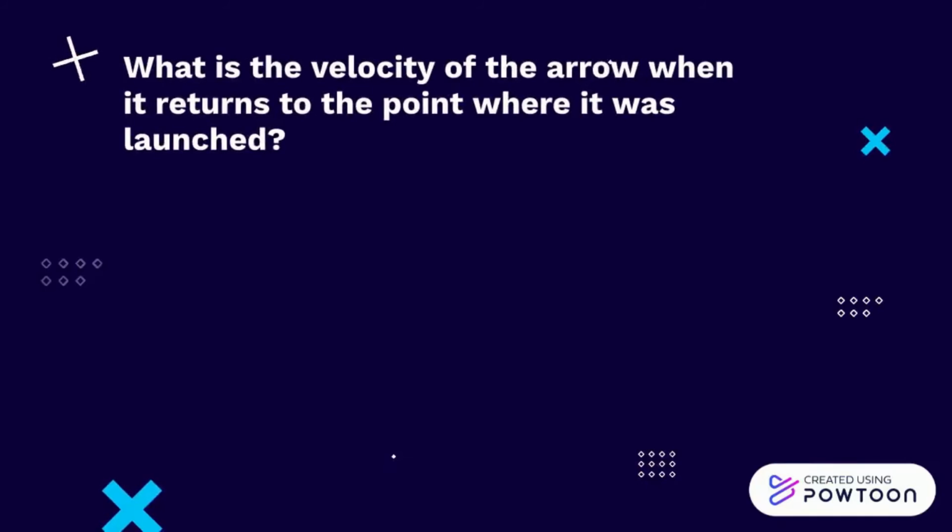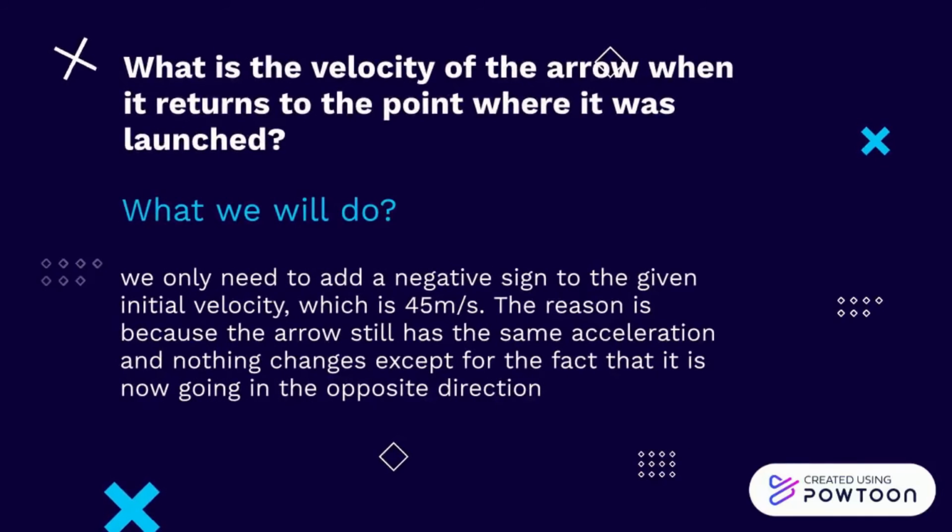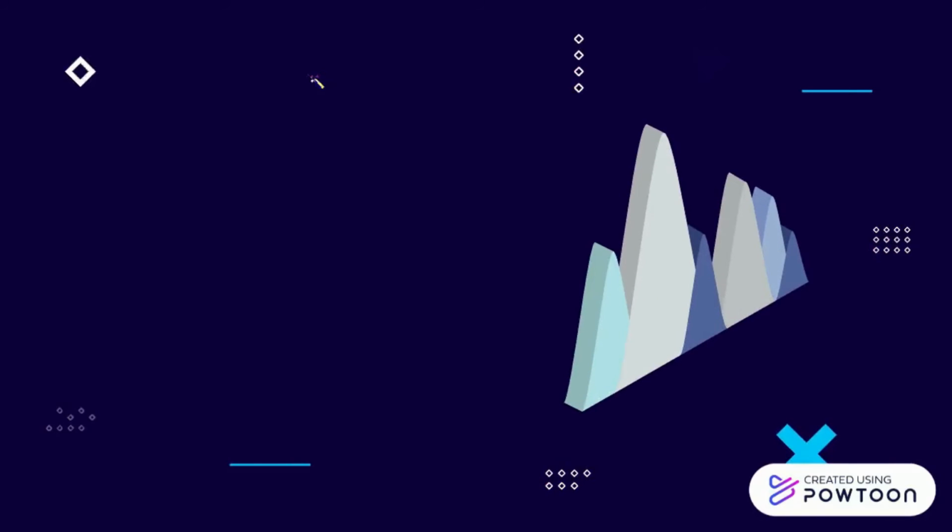Moving on, in finding the velocity of the arrow when it returns to the point where it was launched, it is really not necessary to compute for this because we only need to add a negative sign to the given initial velocity, which is 45 meters per second. The reason is that the arrow still has the same acceleration and nothing changes except for the fact that it is now going in the opposite direction, which is downwards. And so the answer for letter C is negative 45 meters per second.